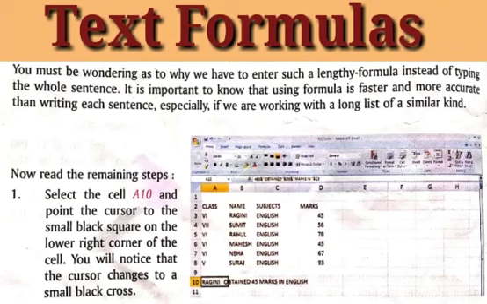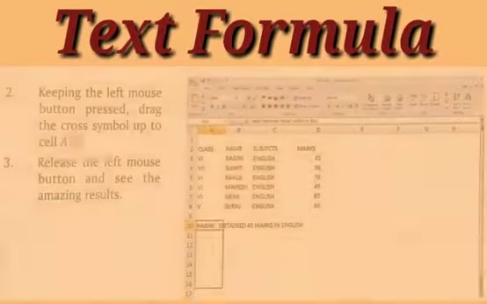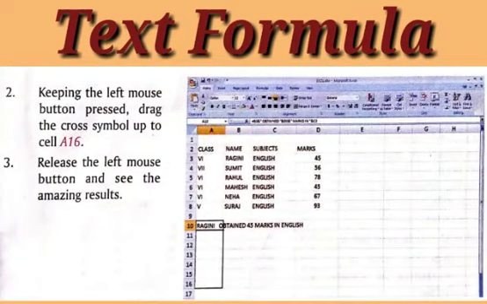Now we are going to see the remaining steps. First one, select the cell A10 and point the cursor to the small black square on the lower right corner of the cell. You will notice that the cursor changes to a small black cross. Now let us continue. Second step, keeping the left mouse button pressed, drag the cross symbol up to the cell A16.